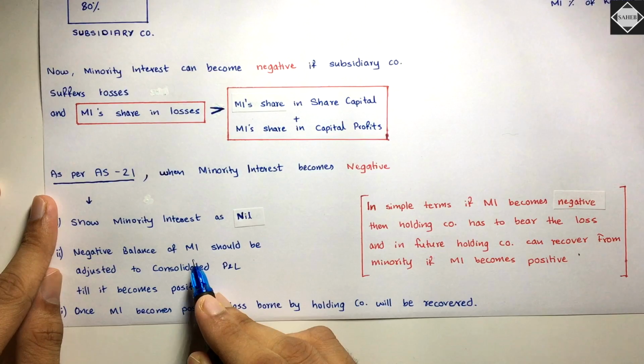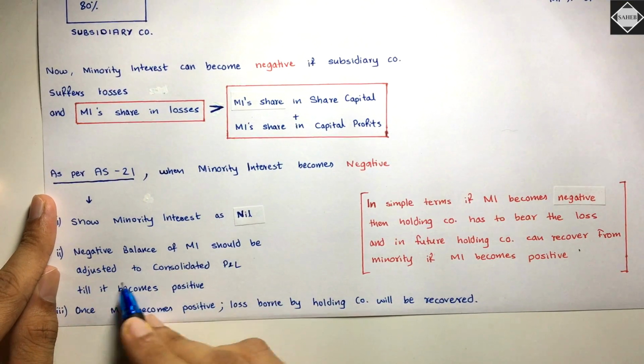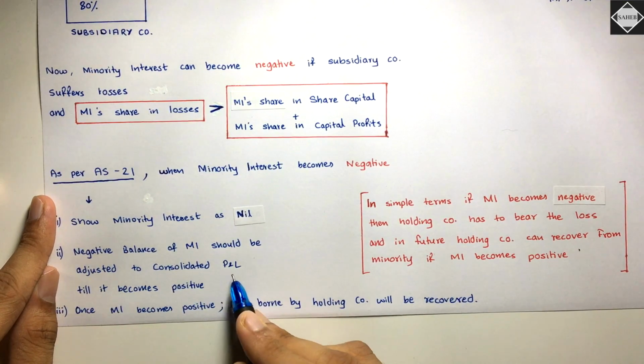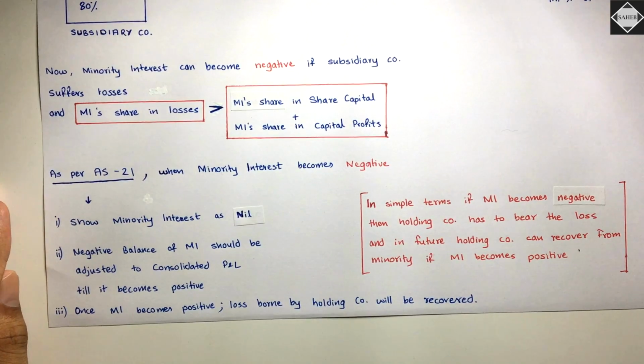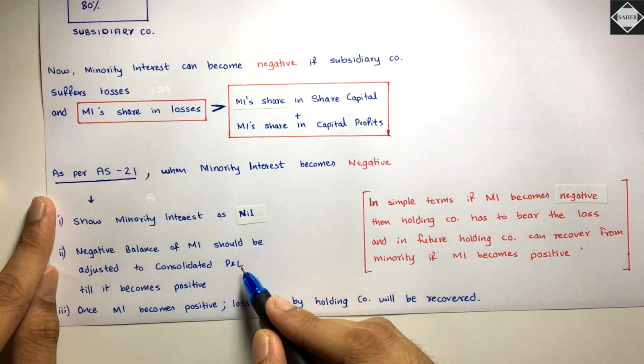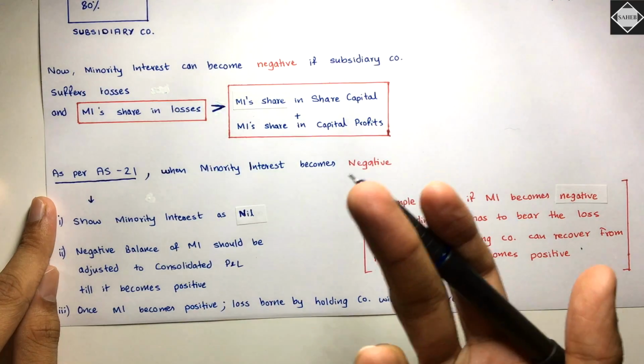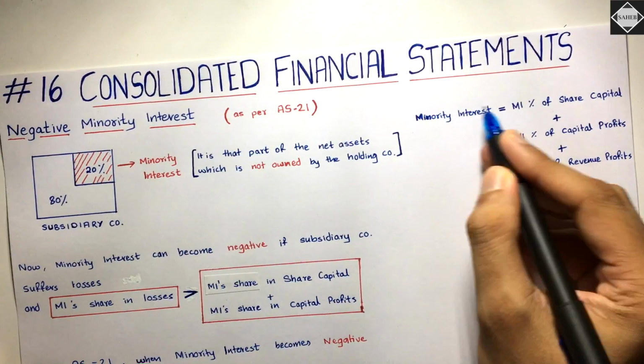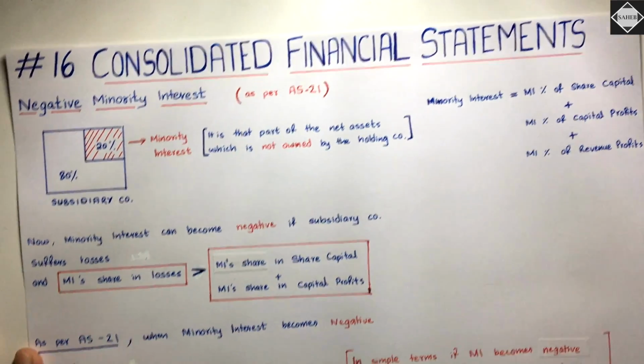Negative balance of minority interest should be adjusted to consolidated P&L. Consolidated P&L means what? It means holding company. Okay, holding company has to bear the loss till it becomes positive. What becomes positive? The minority interest figure becomes positive. Till that, who has to bear the loss?